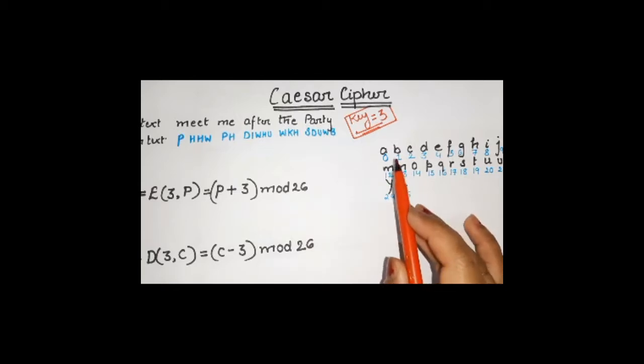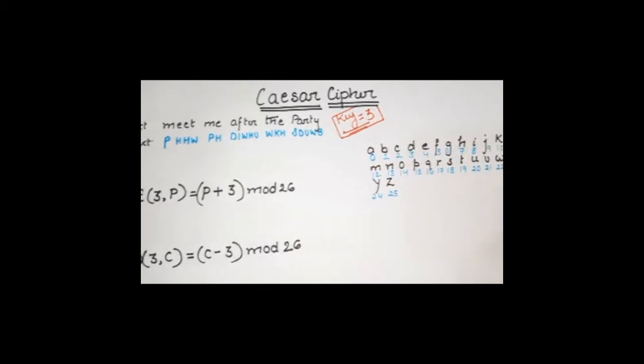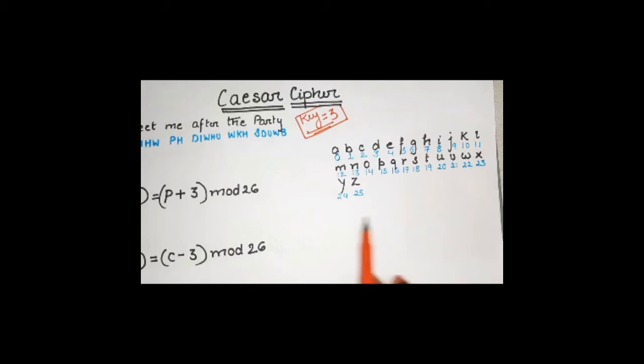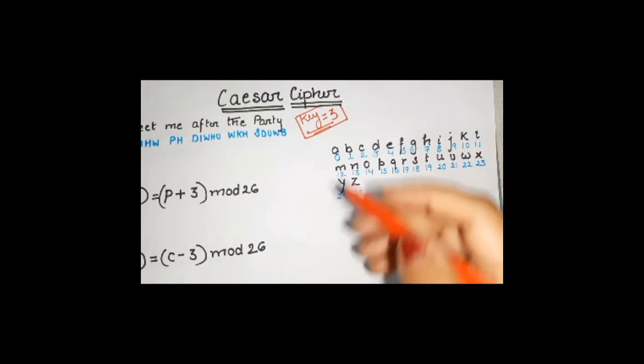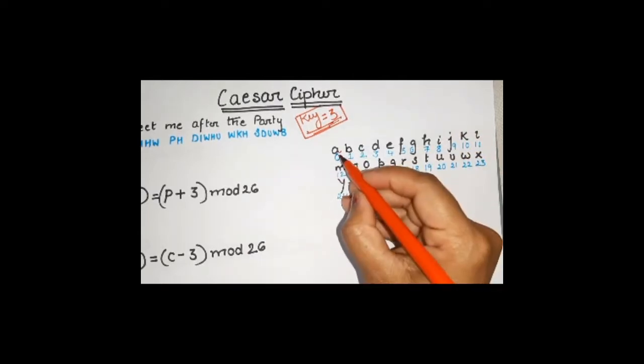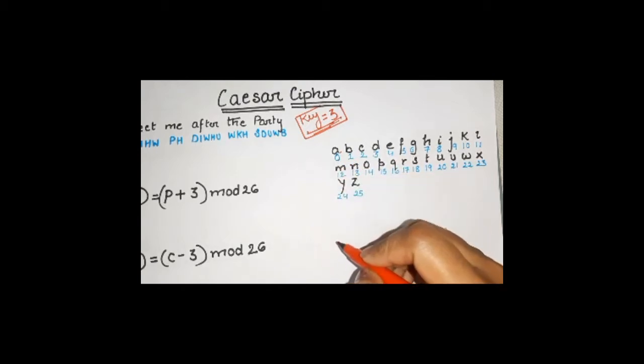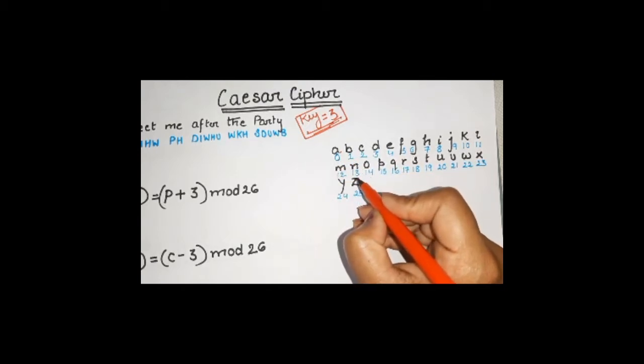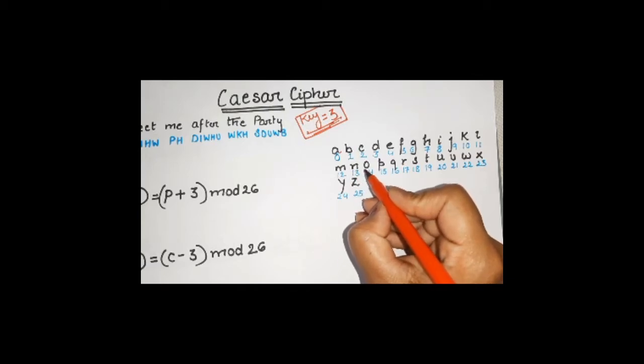See, here are the replacements of letters. Try and understand how we'll be using key equal to 3. Suppose we have a plain text A to be replaced by a ciphertext, and the key is 3. What we will be doing is adding 0 plus 3. Now 0 plus 3 will give me what? It will give me D. I hope you understand.